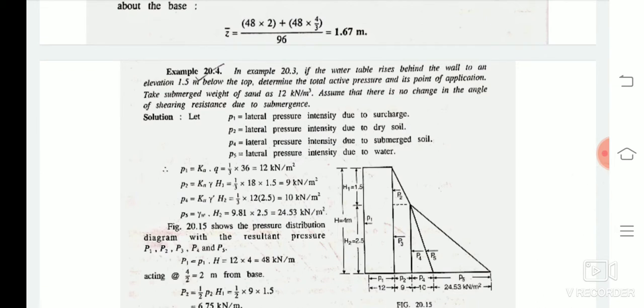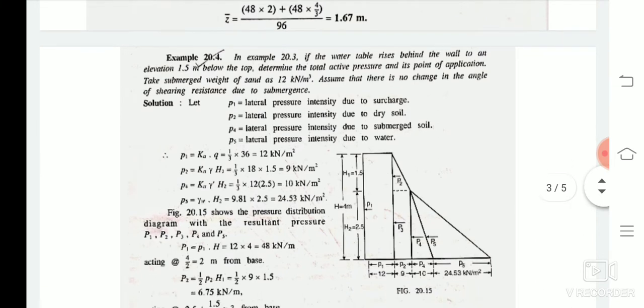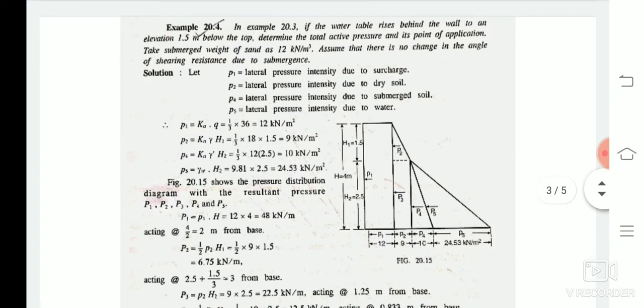And we have to assume that the angle of shearing resistance will remain constant for both the cases. So let us solve the problem. We have to divide the problem into various parts.